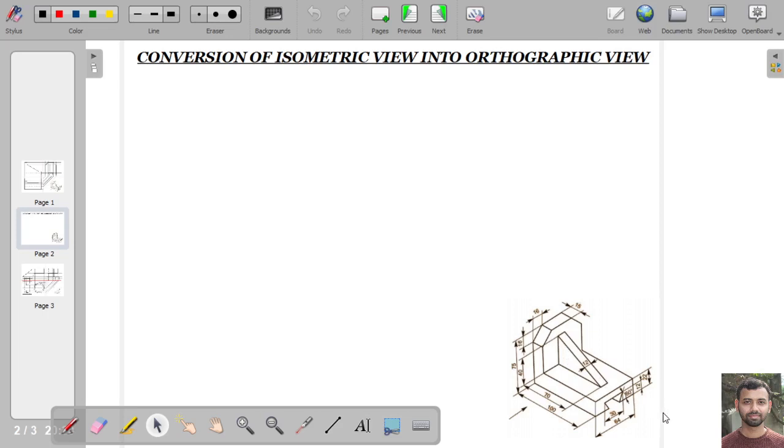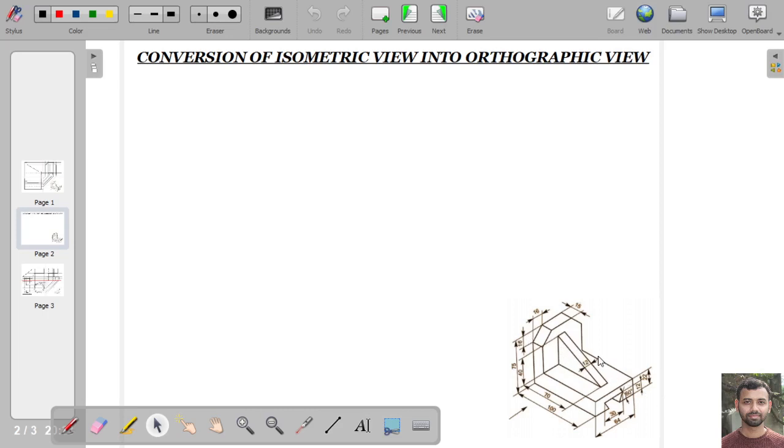We can see all the details of the object, like this inclined plane, which can be seen when we look from the right hand side. If we look from the left hand side, we cannot see this slant portion, rather we would have to make it a hidden part. So it is better to draw the right hand side view.